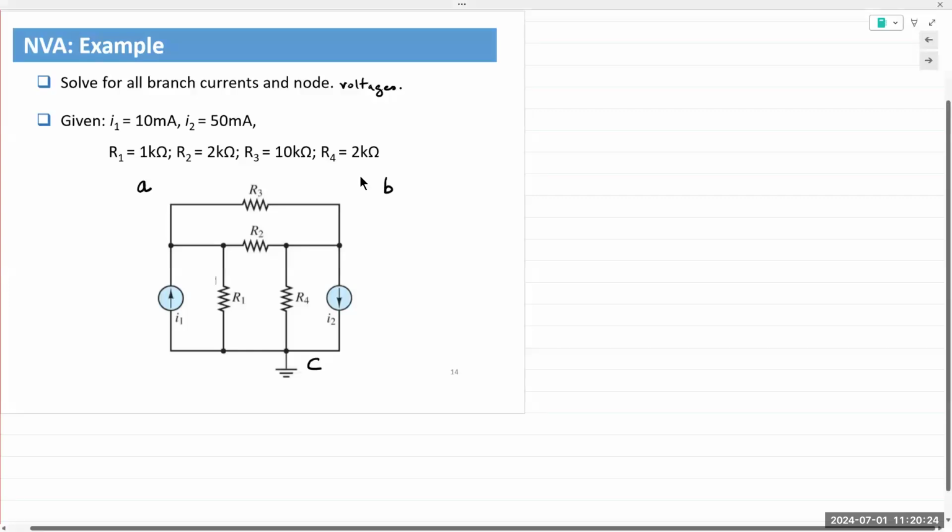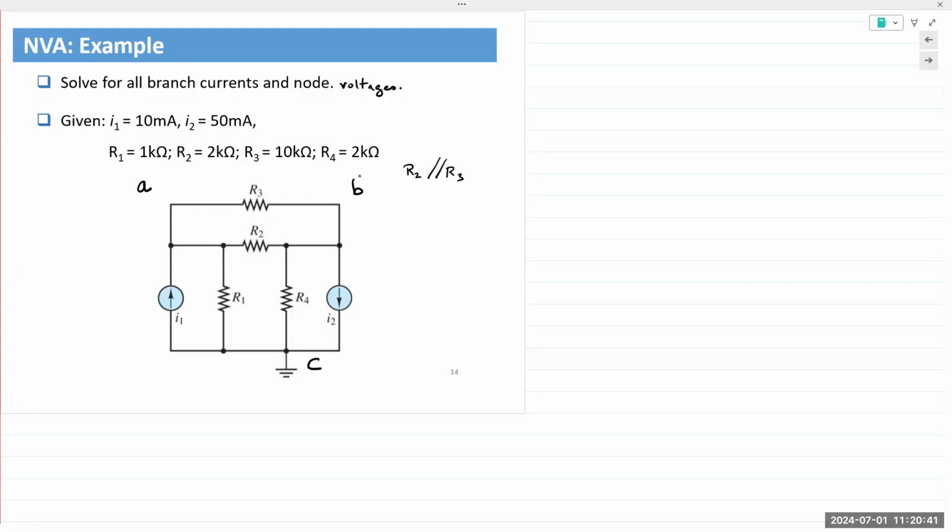So we can first begin by reducing R3 and R2 in parallel. So R2 in parallel with R3. I'm going to call that, let's see.